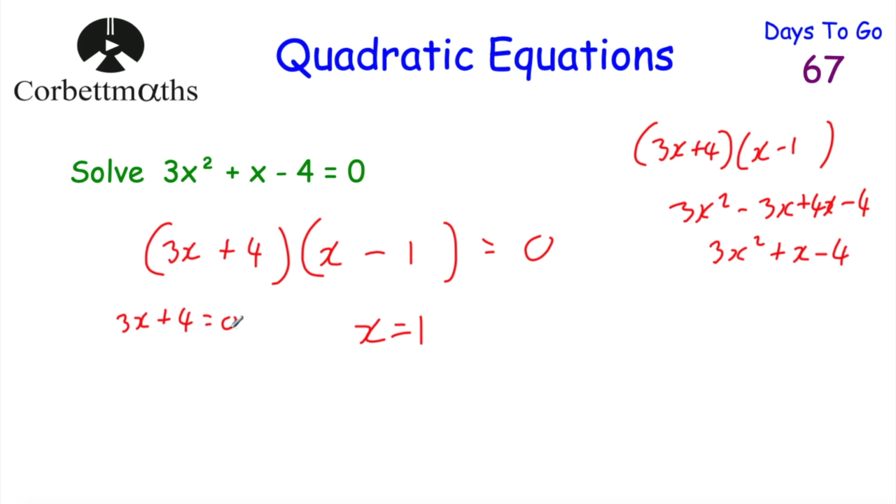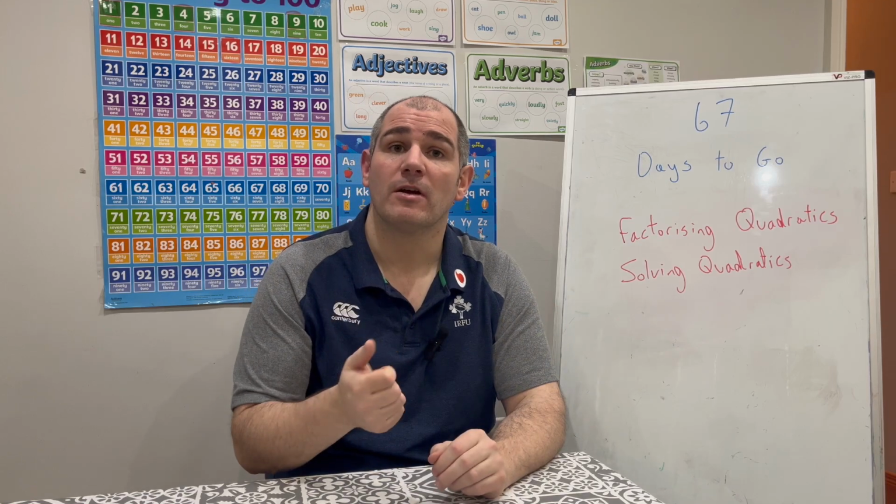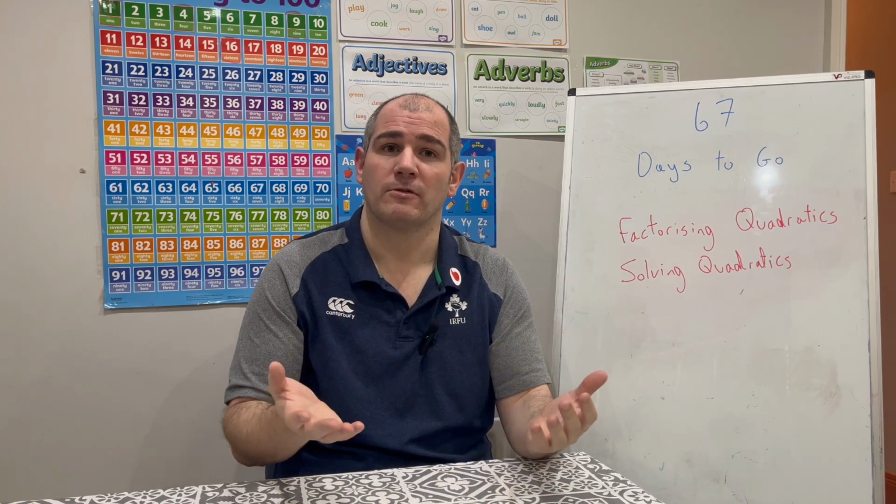And then let's solve this. If I solve this equation, I would take away 4 and take away 4 from both sides of the equation. So I get 3x equals negative 4. And then I'm going to divide by 3 and divide by 3. So I get x equals negative 4/3. So that means that either x is equal to 1, or, depending on what you want to write there, x is equal to negative 4/3. And that's it. There are two solutions. So that's how you factorize quadratics and solve quadratics using factorization.